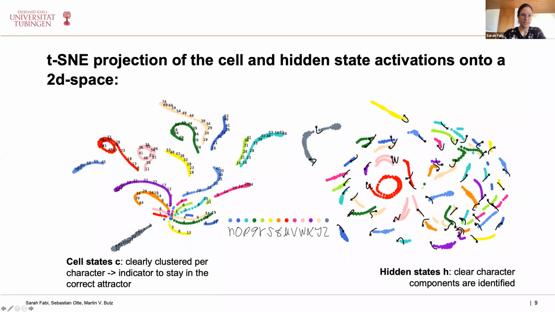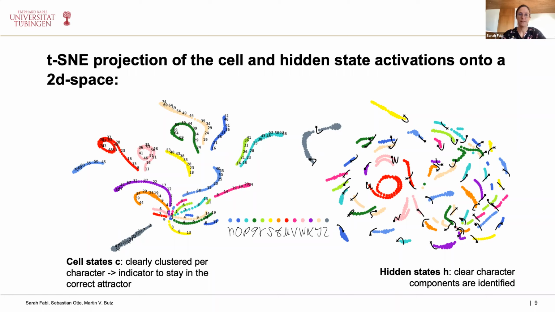Here on the left-hand side, you can see the cell states. Let's look at them first, maybe. You have the different colors, which represent different characters. And then we have the time steps here as well. And what you can see is that the cell states are clearly clustered per character. And this might be an indicator for the network to really stay in the correct attractor.